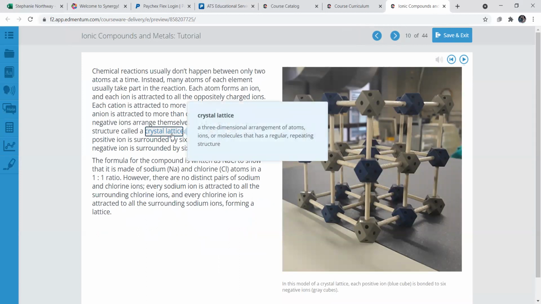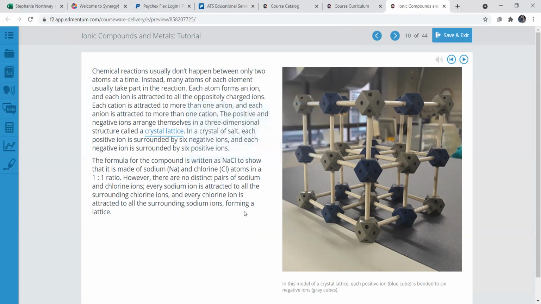Crystal lattice is a 3-dimensional arrangement of atoms, ions, or molecules that has a regular repeating structure. So that's basically just a structure that repeats itself. It looks the same as you're going along on the structure. So it has the same line type or circle type pattern, something like that.